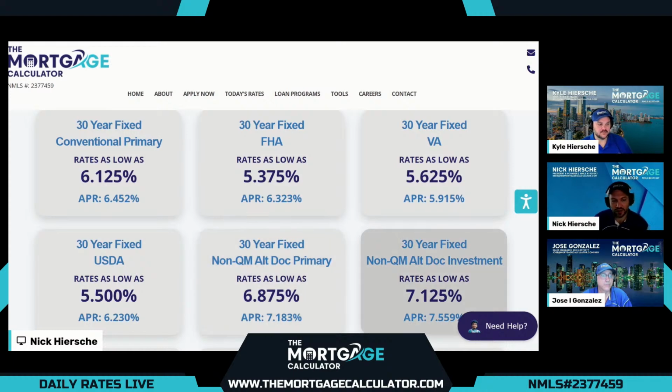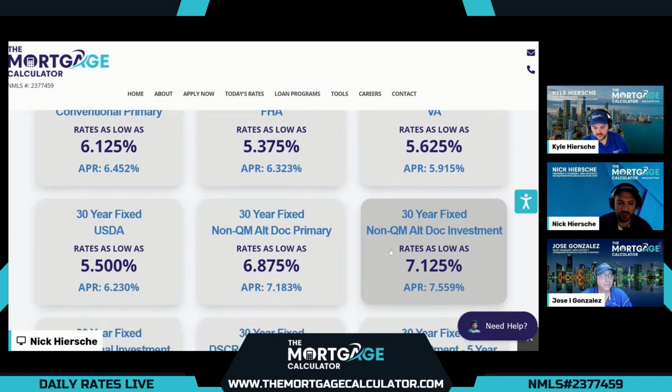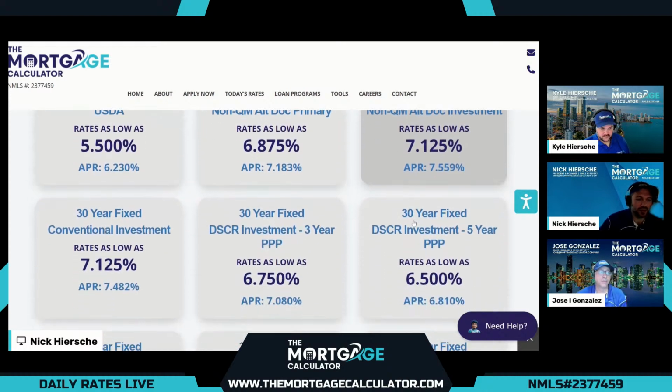Now moving on to our other non-QM options for investors. So tons of flexibility when we start using our alt doc options for investment properties. This option is probably a bank statement or similar. Comes in today at 7.125, final APR at 7.559. Again, these should drop more as we move throughout the day.